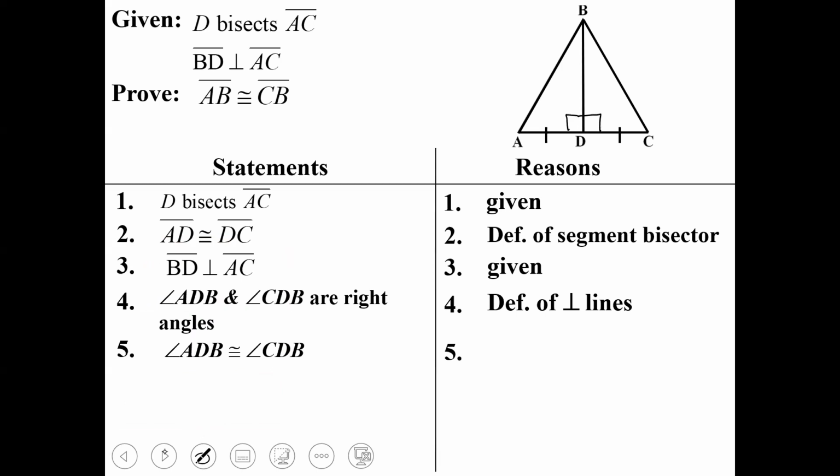Y'all, how do we know that angle ADB is congruent to angle CDB? Look, how do we know that these 2 angles are congruent to each other? What type of angles are they? Right. Good. So your reason is because right angles are congruent to each other.